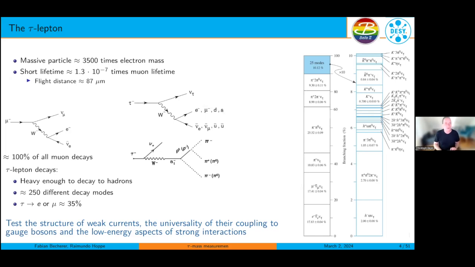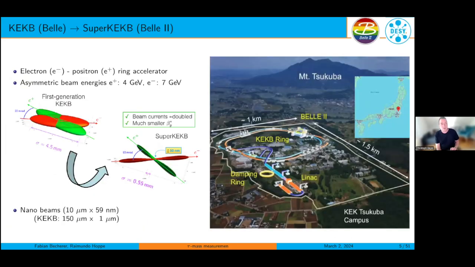So you want to catch one, you need some stuff behind it to just see them. What Belle is actually doing is running the SuperKEKB, which is an electron-positron ring accelerator. They accelerate e-minus and e-plus particles in a ring, and then they collide them at some point there. And they have asymmetric beam energies, so the e-plus have a bit less energy than the e-minus. And during the collisions, they produce all three types of neutrinos, actually.